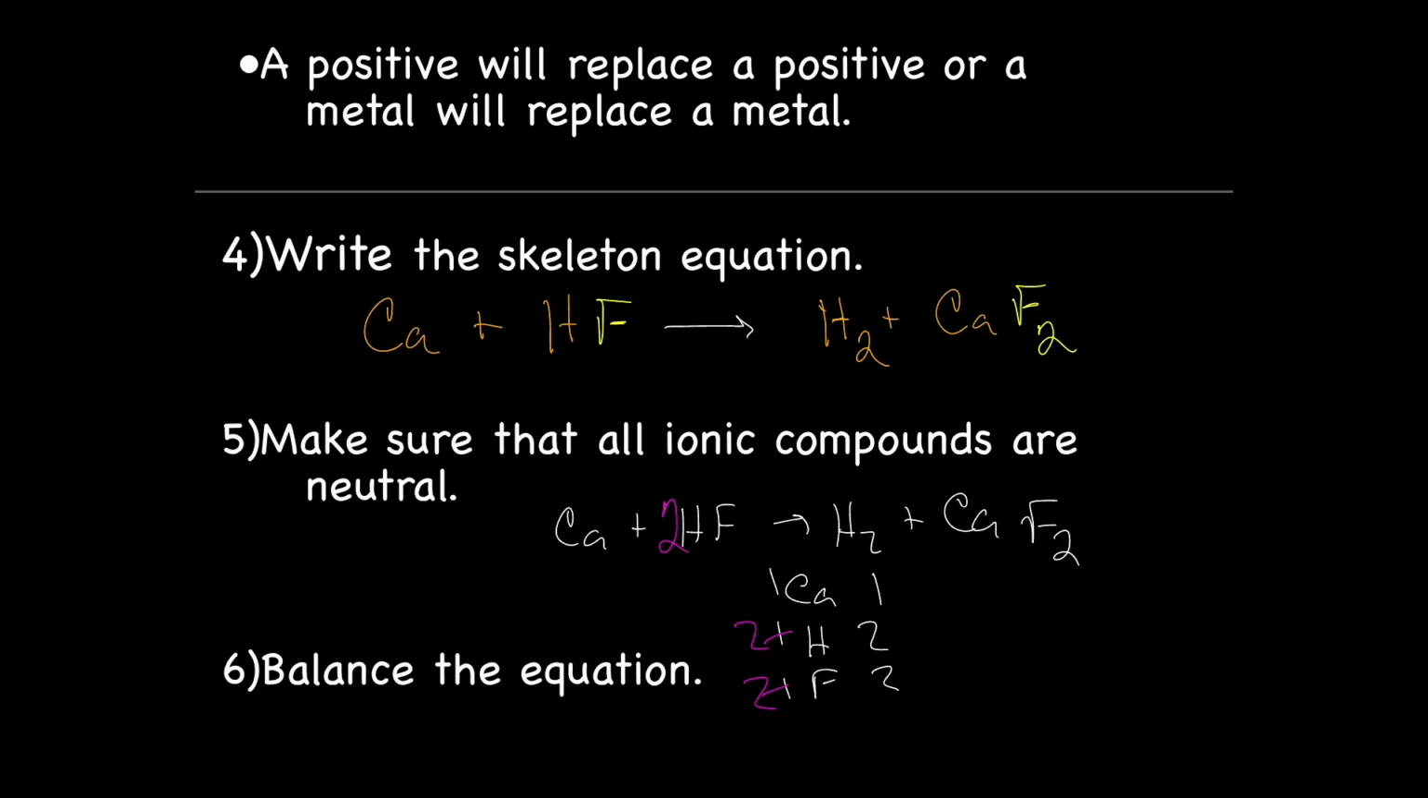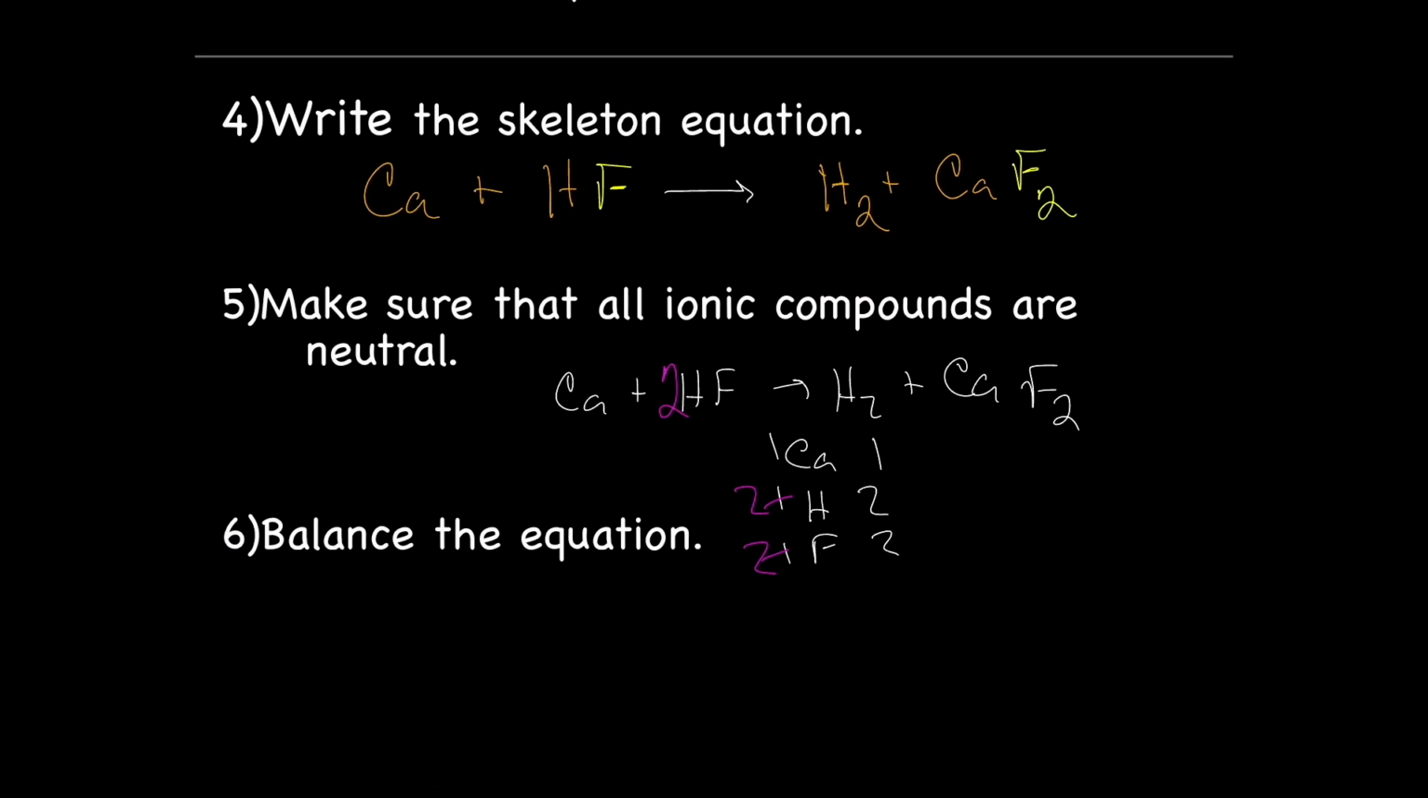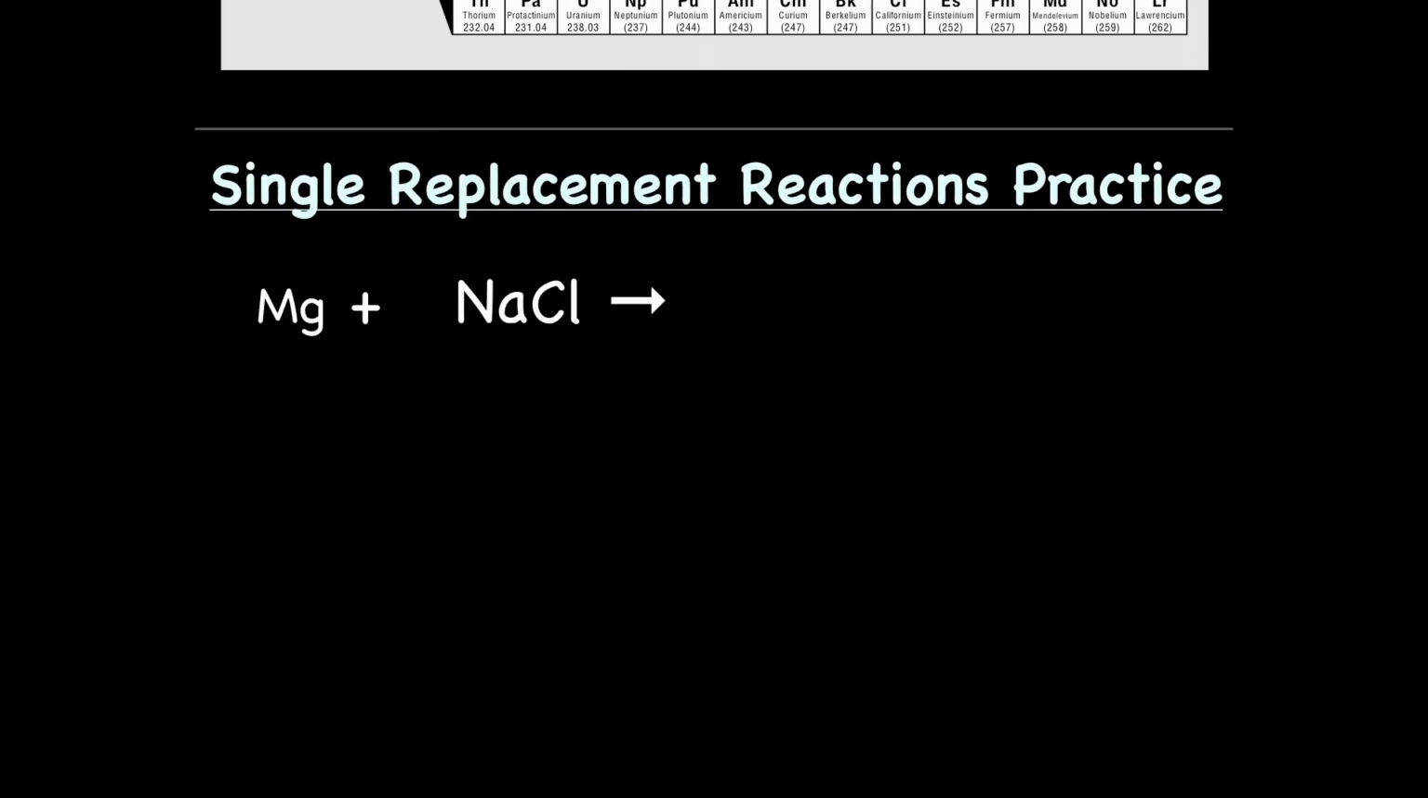All right, so that's really what you do for single replacement reactions with a metal. Now, before I say goodbye, let's try one more problem. So single replacement reaction practice, we've got magnesium and sodium chloride. So step 1, figure out the cations and the anions, the metals and the nonmetals, and write down their charges.